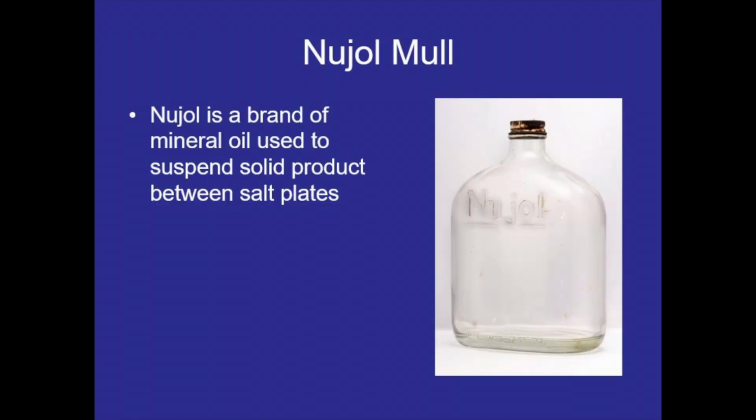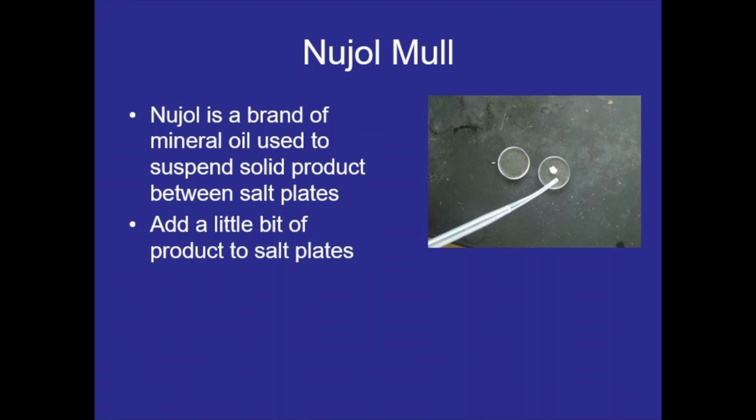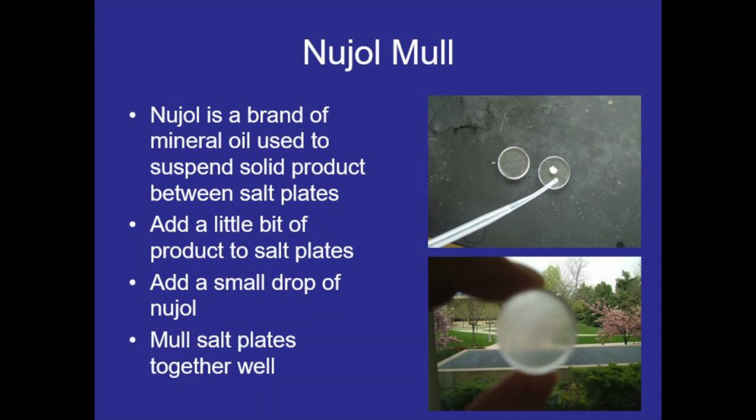As for the Nujol mull technique, Nujol is a brand of mineral oil used to suspend solid products between salt plates. So what we'll do is add a little bit of the product onto the salt plate, just a few crystals, and then add a small drop of the Nujol. Then we'll place the salt plates together and mold them together really well until the solid is left as a film in between them, shown in the bottom picture. Then the IR spec can be run like normal, and we'll analyze the peaks.